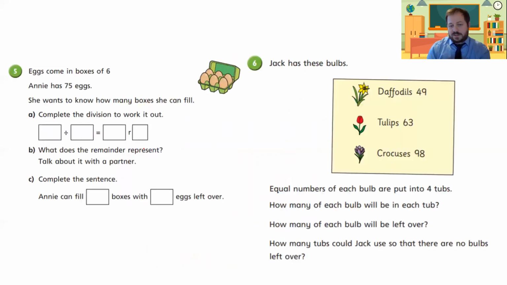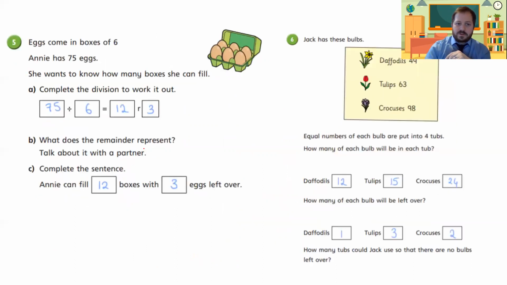Here's some more questions. Have a go at these, and I'll come back to the answers in a minute. Pause now. Okay, and here are your answers. This first question is very similar to what we've just done, thinking about how many boxes you can put them in. She can fill 12 boxes and she'll have 3 eggs left over. She can't actually fill that last box because that 3 doesn't fill it.